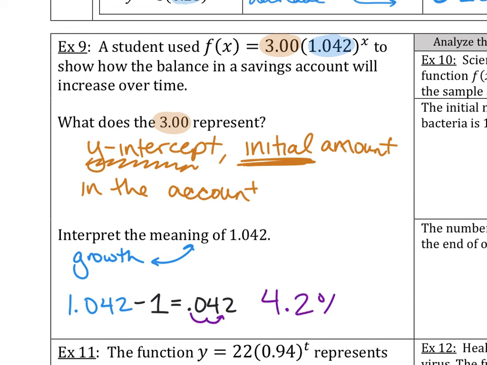4.2% growth. Why was it growth again? Because the value was over 1. The b value is greater than 1.